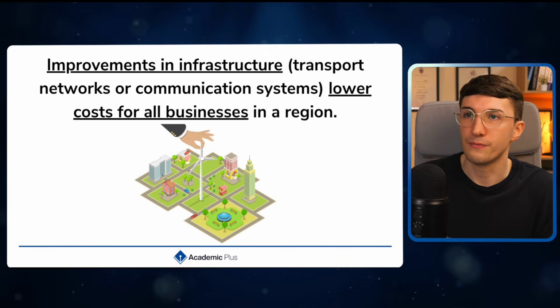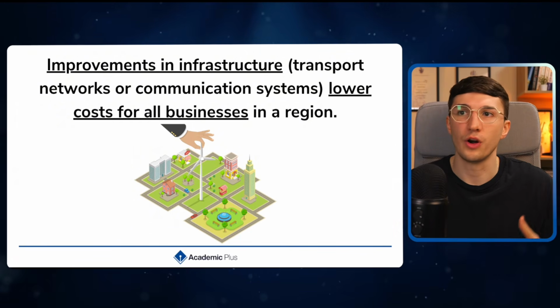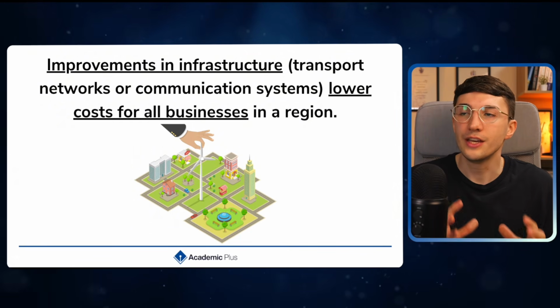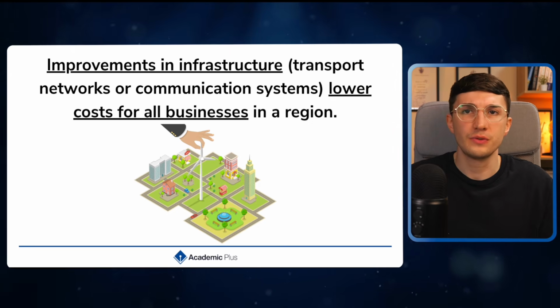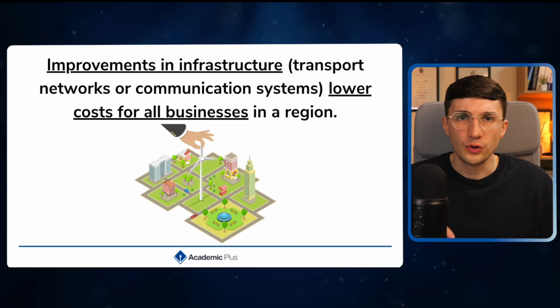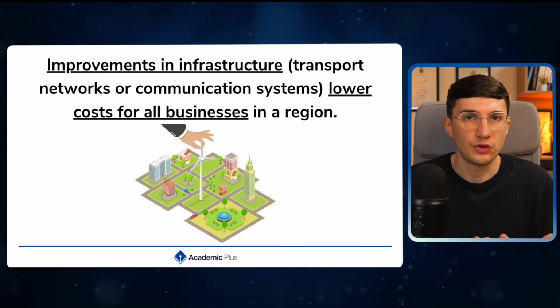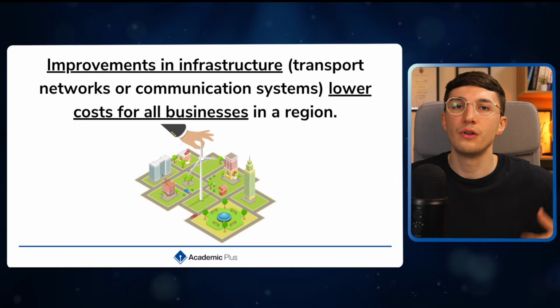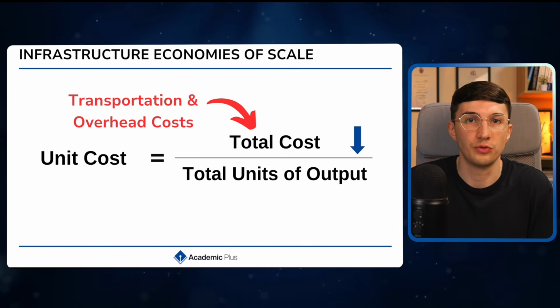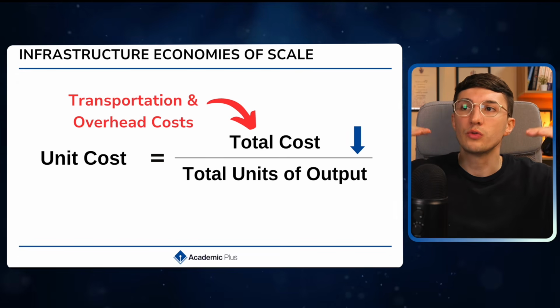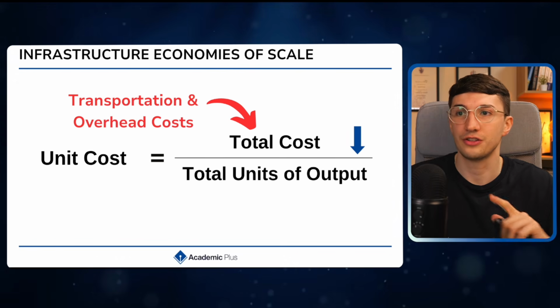Now, improvements in infrastructure, as we said with the transport networks and the communication systems, will typically lower the cost for all businesses within that region because it becomes a lot more efficient. Now, as we said, different countries will have different development in infrastructure, and it all depends on the level of government spending, which is going to be influenced by the economic development of that country. So what we see is the total costs start to reduce for transportation and overheads.